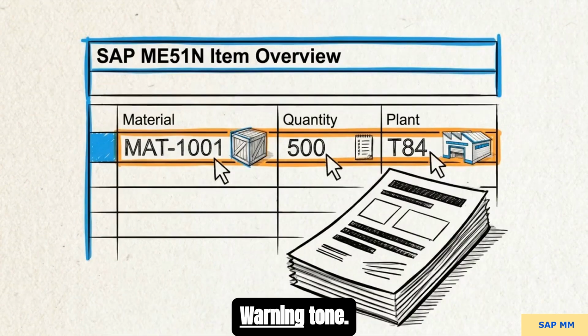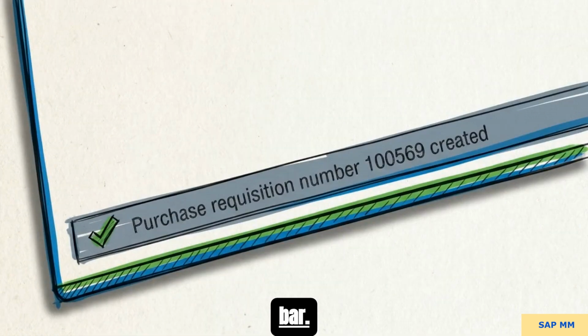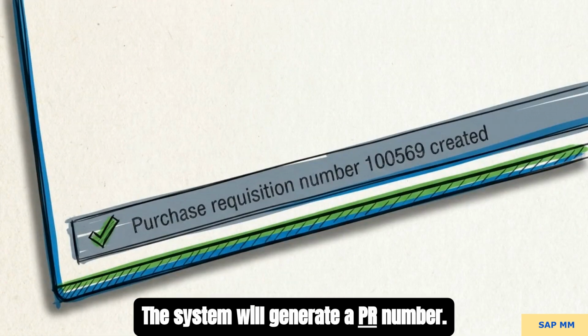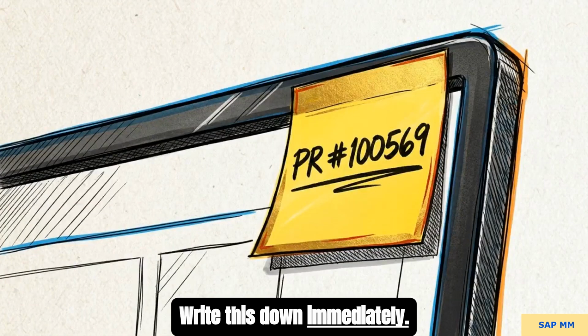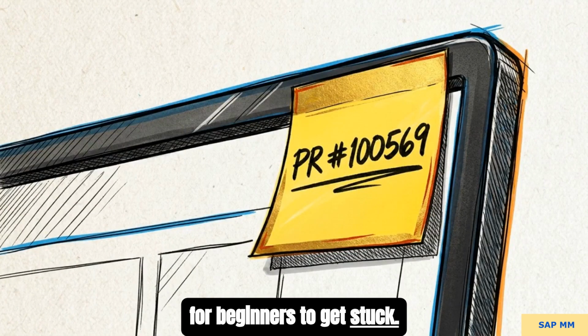delivered. When you hit save, look closely at the bottom status bar. The system will generate a PR number. Write this down immediately. Losing track of this number is a very common place for beginners to get stuck.